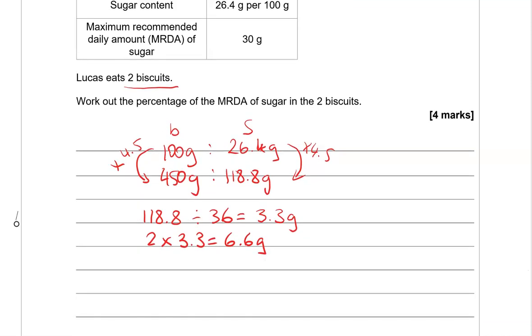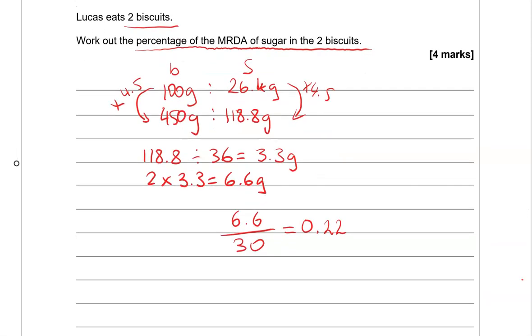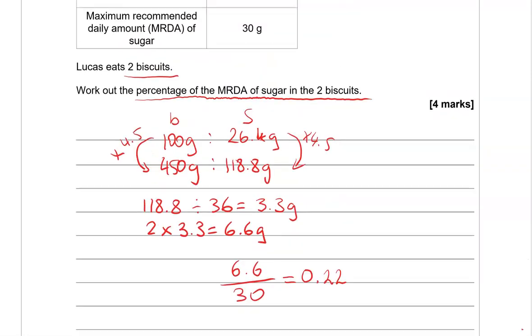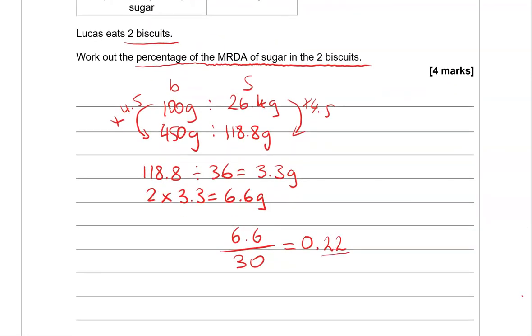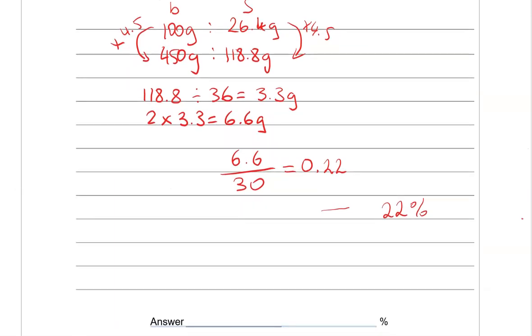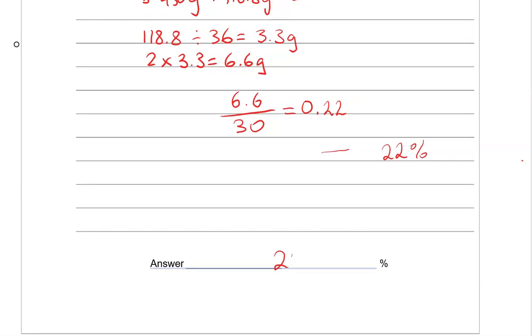Now we're asked to work that out as a percentage of the MRDA of sugar in the 2 biscuits. So 6.6 out of the 30 grams, which with a calculator, doing 6.6 divided by 30, you get 0.22. Now, as a percentage, what is that? So remember, this is like 22 pence, and it means 22%. You could just multiply it by 100 as well. That's another way. So the answer is 22%.